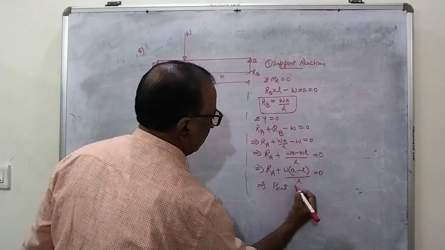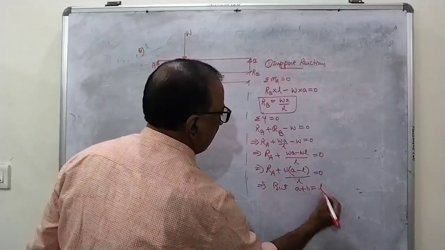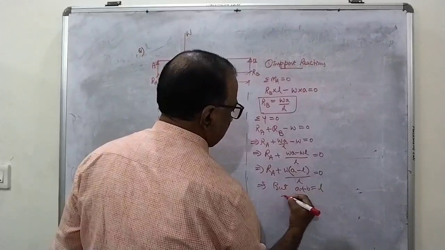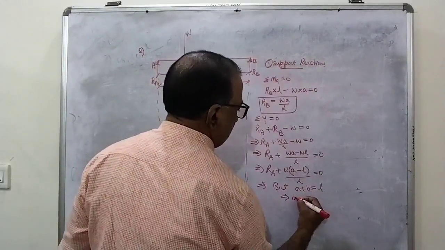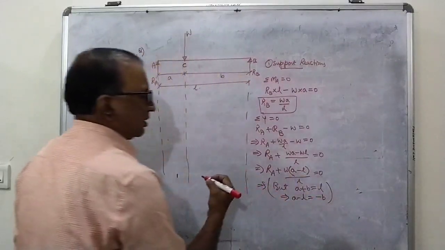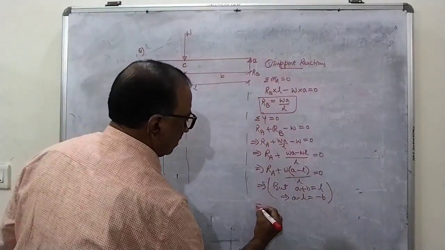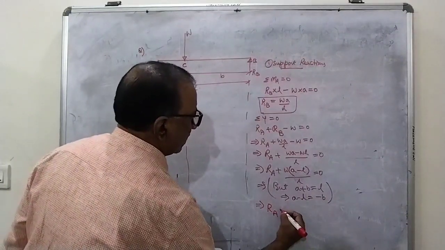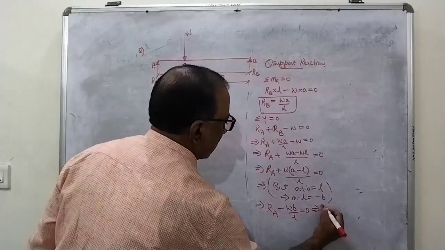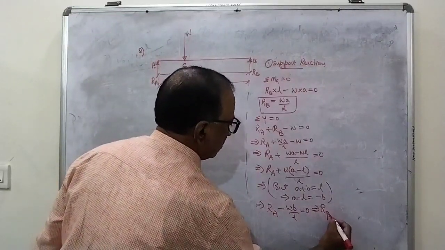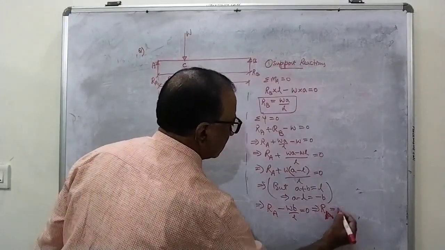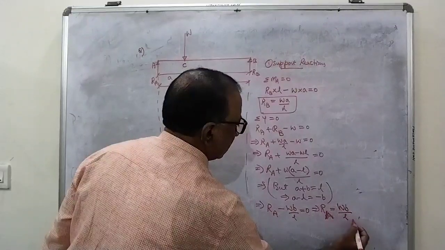But we know a plus b is equal to L. This implies a minus L is equal to minus b. If I substitute this in the above equation, I will get RA minus Wb by L is equal to 0. This implies RA is equal to Wb by L.